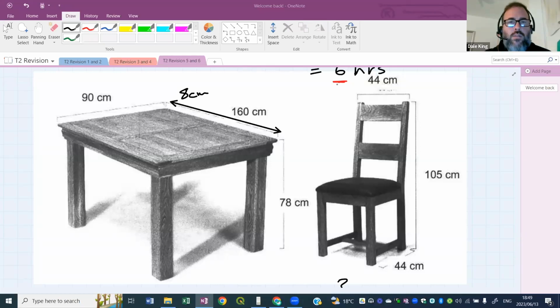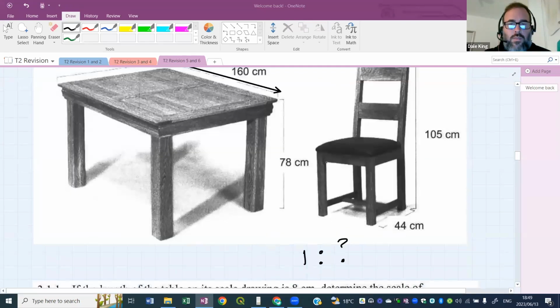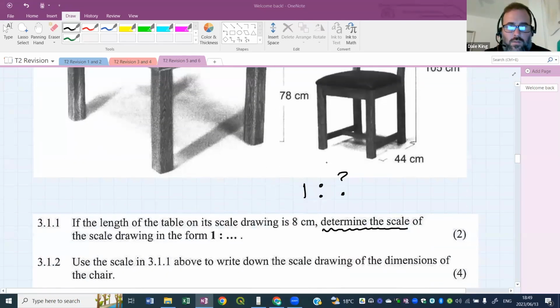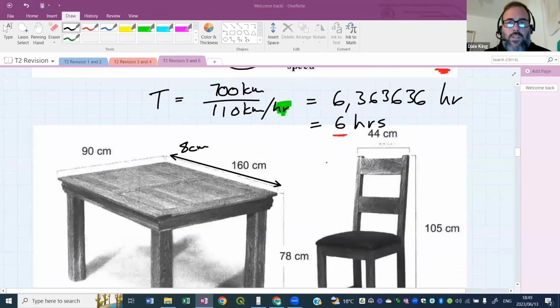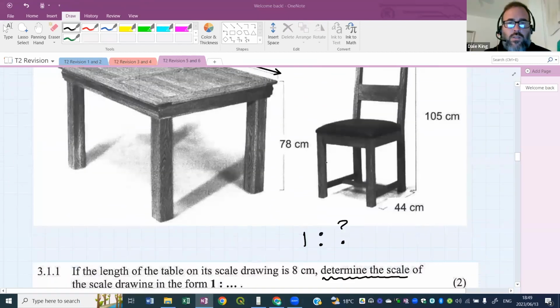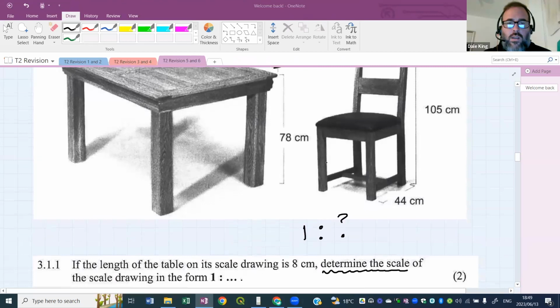1, 15. Oh, Jenny, I'm a bit lost, not sure what you're referring to. Is there a scale that I missed? No, there's no scale on this drawing. We've got to determine the scale.